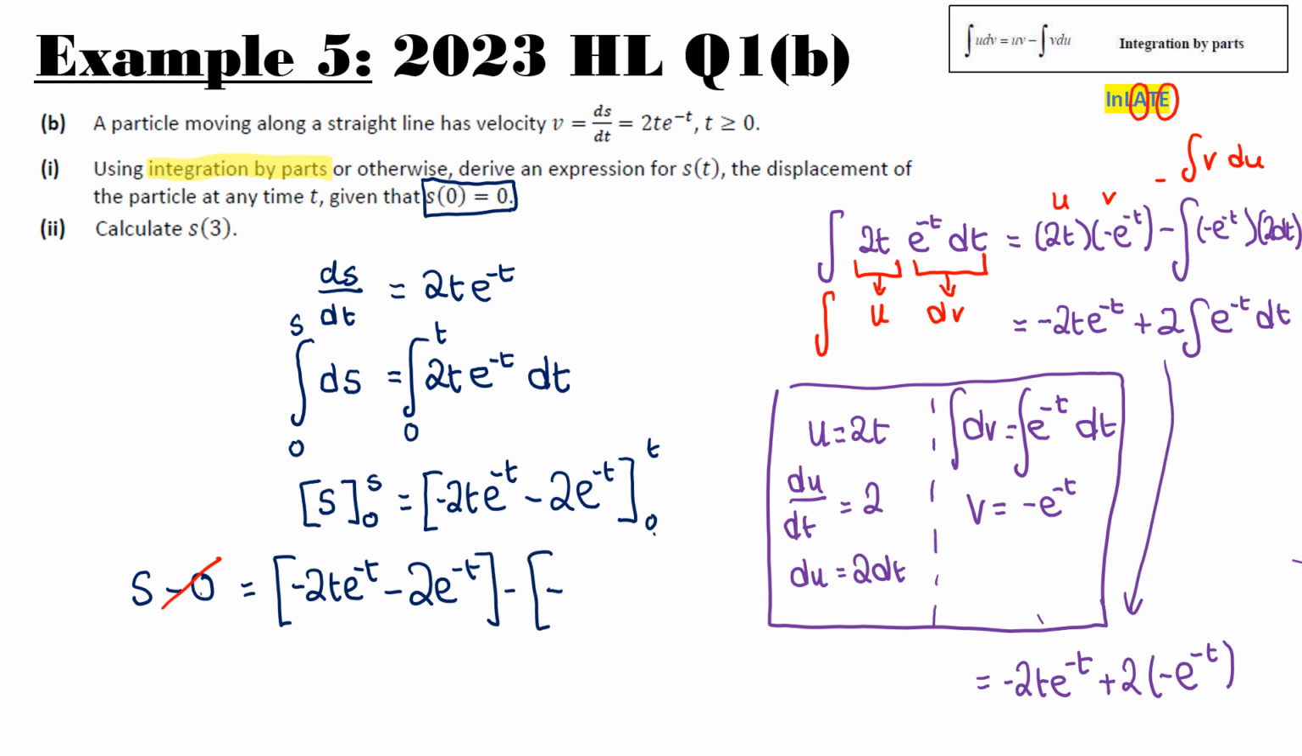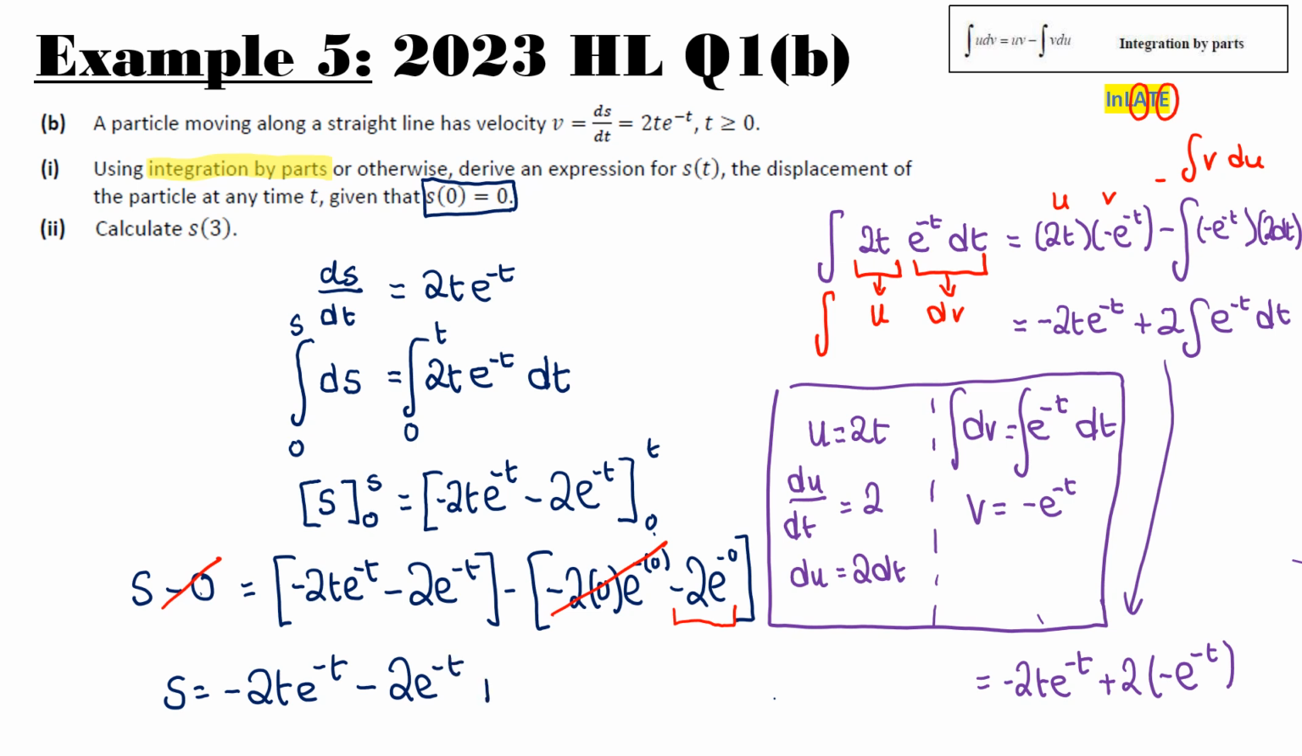Now we sub in our 0. Minus 2, we put a 0 in here, e to the power of minus 0, minus 2 e to the power of minus 0. Now, because this first piece is multiplied by 0, it's going to disappear. However, this bit here, e to the power of 0, is actually 1. So what we're left with is minus 2t e to the power of minus t minus 2 e to the power of minus t minus minus, and we get a plus 2 there at the end, and that's our answer.